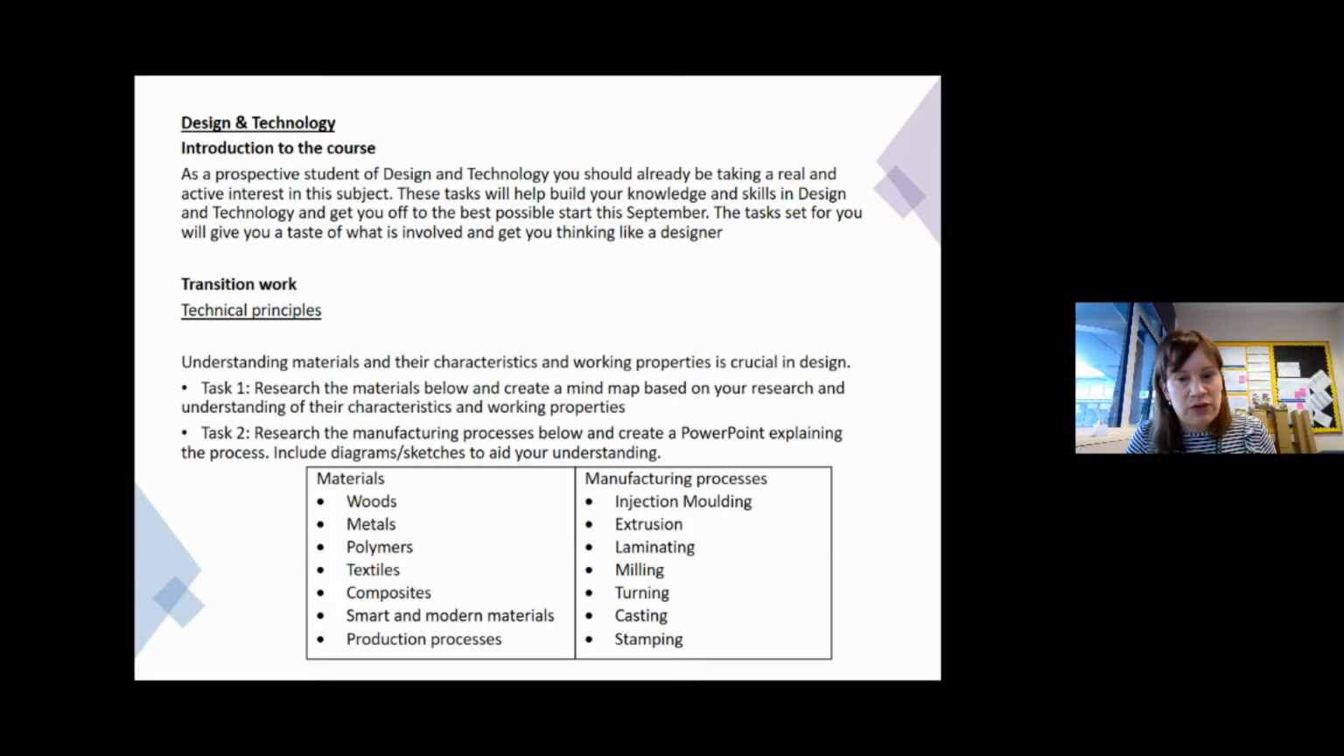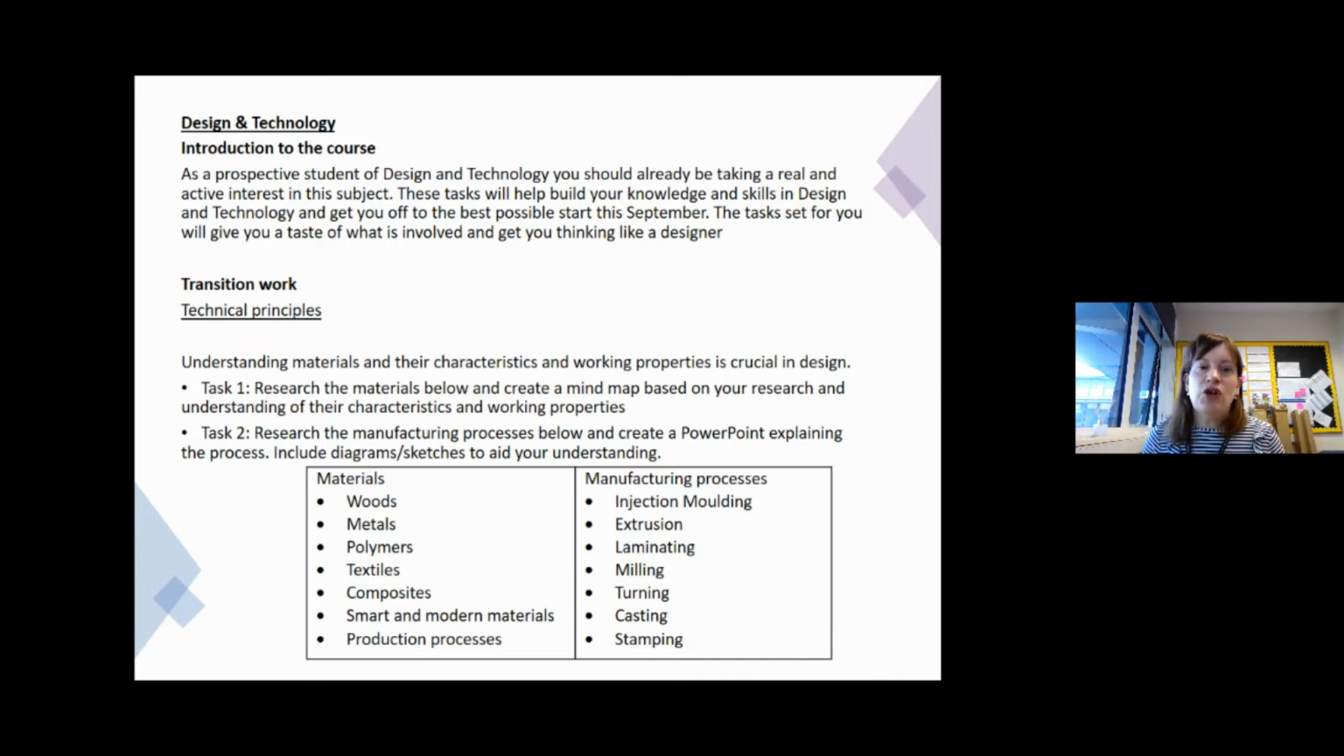We can do some of those small scale in school, but the difference between what you do in school and what you do industrially when you're mass or batch producing is quite different. So for this course, you're going to need to know about the school workshop processes, but also upscaling that into industry. So task 1, fairly obvious, fairly easy to do, is a mind map on your research, showing us that you understand the characteristics and working properties. So what do the different materials do well?